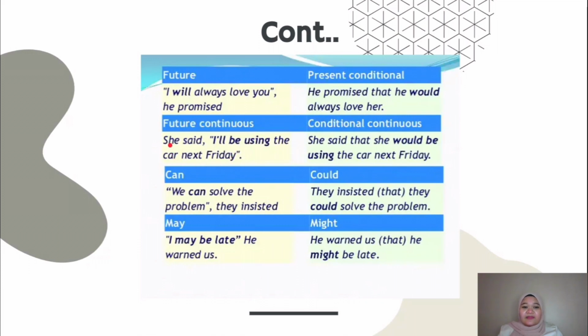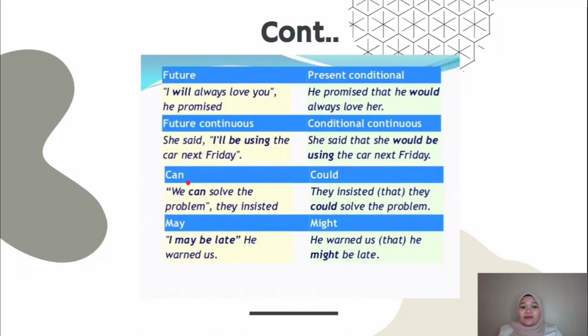Then the future also, she said, "I'll be using the car next Friday." And then from "will be using," we will change to "she said that she would be using the car next Friday." Can you see? The one that changed is only the modal verb, which is will to would. Okay? So that is the difference between direct speech and indirect speech, also known as reported speech.